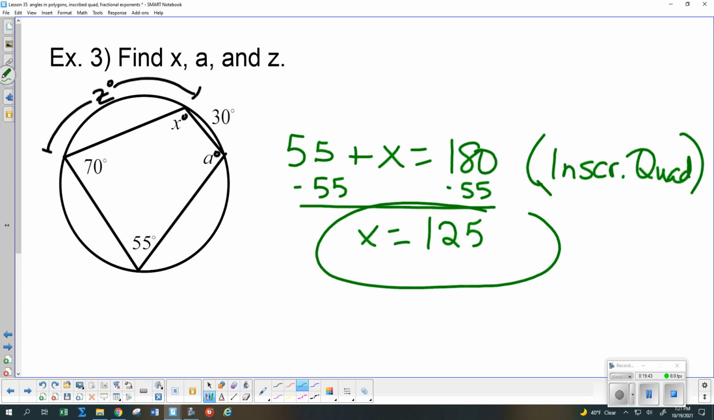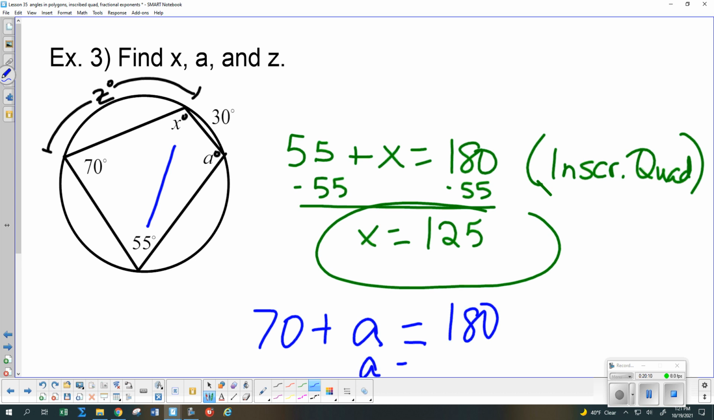Do I have another set of opposite angles, Gabe? Besides the X and the 55, do I have another set of opposite angles in this inscribed quadrilateral? Well, look at it. We just did the X and the 55. So the 70 and the A, so what does that mean I can do with them? Add them, and what did our formula say we have to get? We had to get 180, so everybody, what is A? 110.